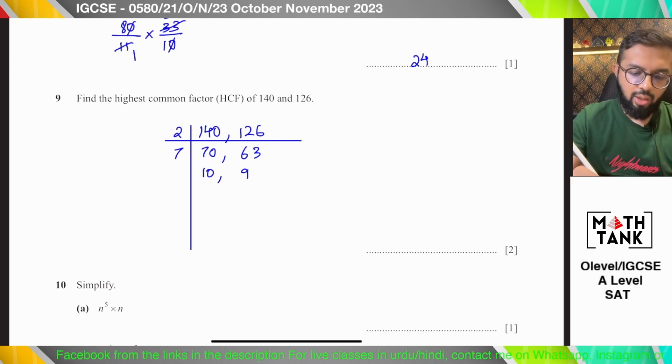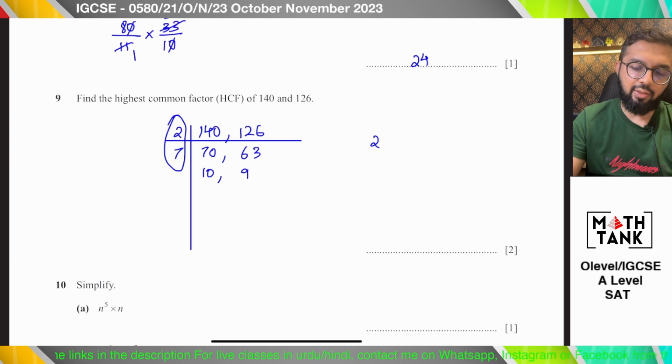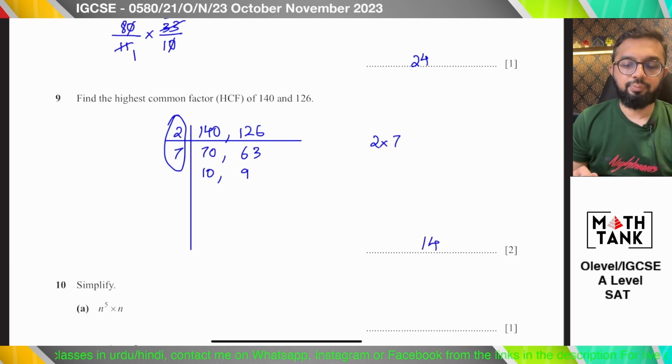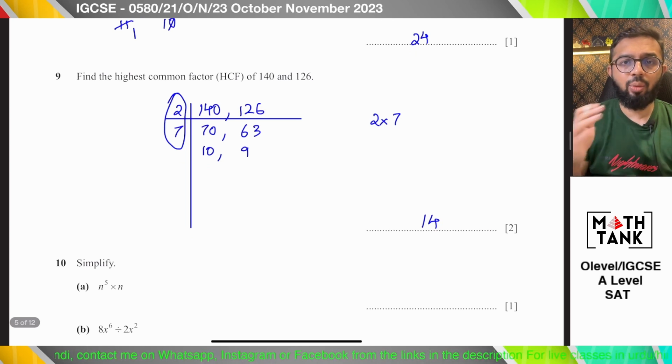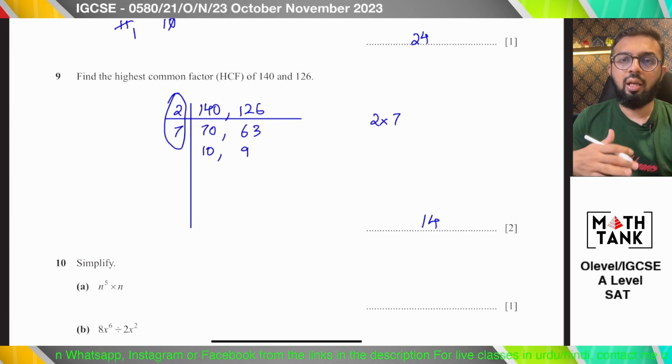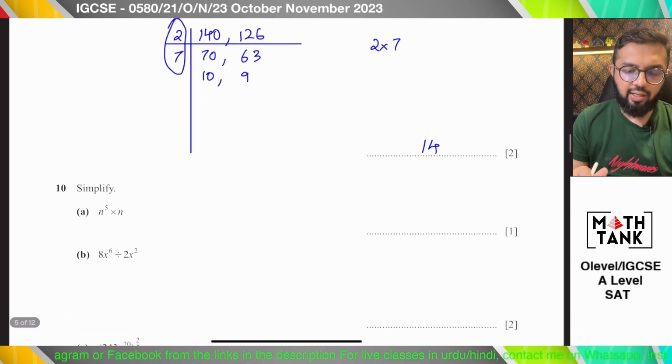There are no other common factors, so your highest common factor is the product of these two numbers, which is 14. Had this been an LCM question, I would have gone on beyond this and done away with both 10 and 9 at the end.